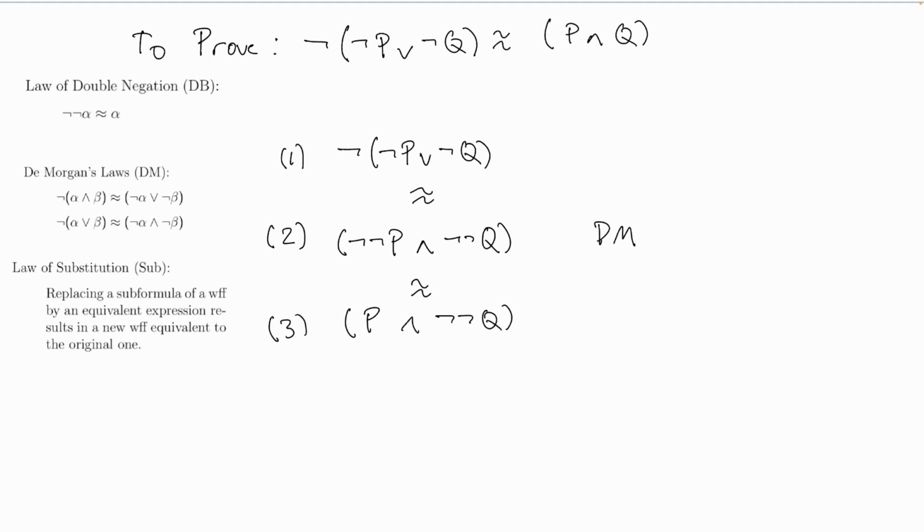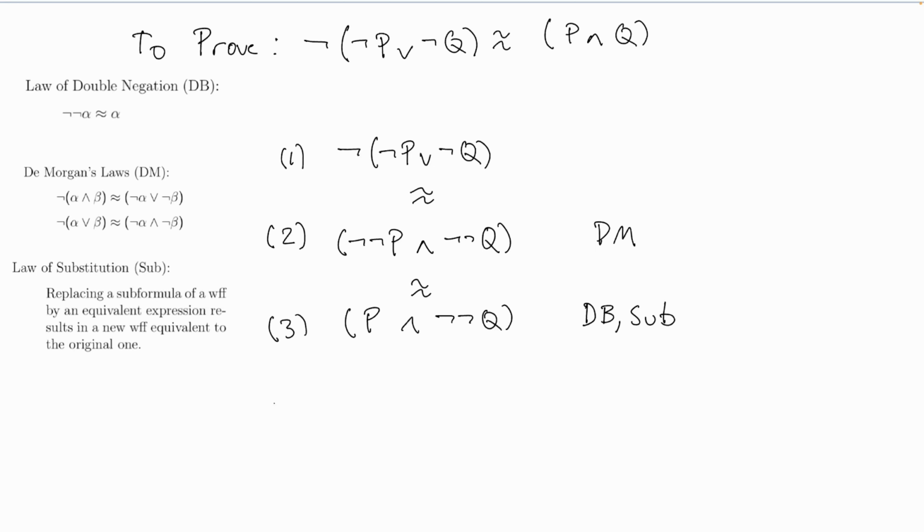So the law of substitution says that replacing a subformula of a wff by an equivalent expression, in this case we replaced not not P with P, results in a new wff equivalent to the original one. So our justification for saying that line 3 is equivalent to line 2 has to appeal to both the law of double negation, since that's what tells us that not not P is equivalent to P, and the law of substitution, since that is what tells us that if we replace a subformula in a wff with something equivalent, the new wff is equivalent to the original one.